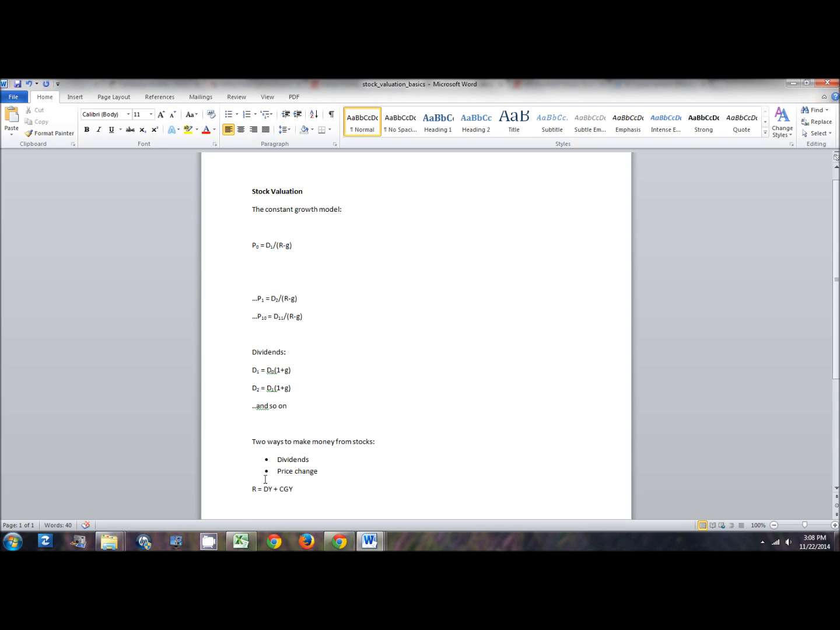Now, formally put together, those 2 components are what build your required return. So your required return breaks down into your DY, which is your dividend yield, and the dividend yield is just equal to D1 divided by P0. That will be the dividend yield for the first year. If you're looking for the dividend yield for some other year, it's a little bit different, but you guys don't really need to worry about that just yet. I just want to get you started on the basic stuff. The dividend yield for the first year is D1 divided by P0.